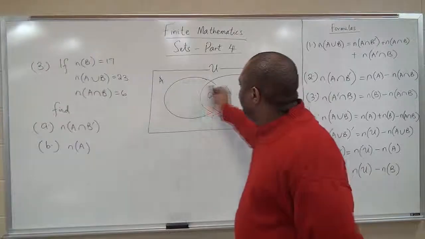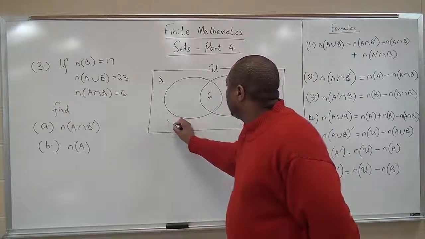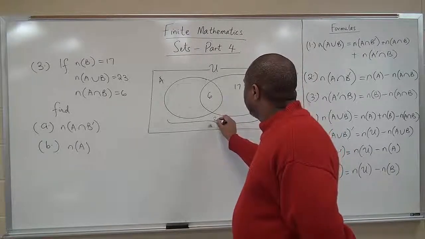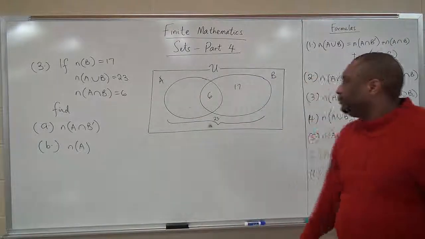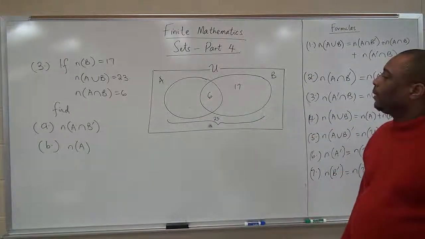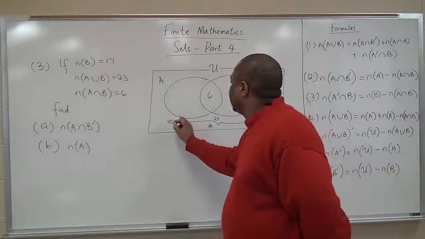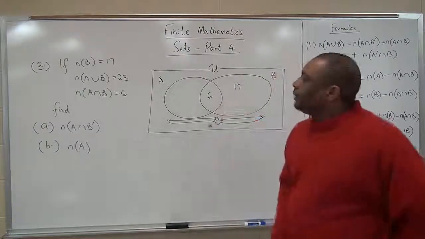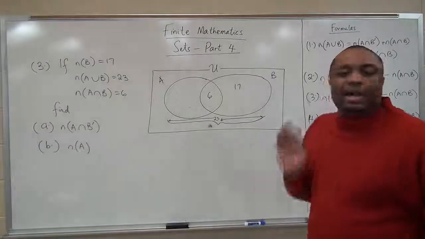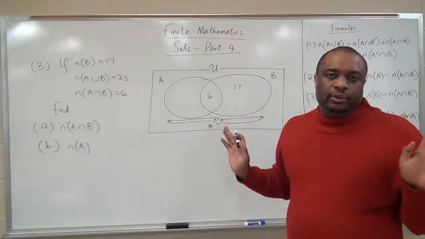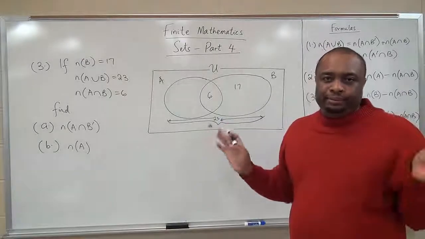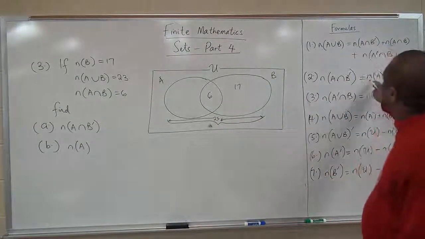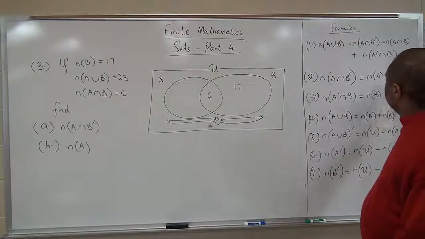Cardinality of A union B, everything here, is 23. Let me write it like this, that everything here is 23. Find A intersect B prime. Only A. Doesn't bother about B. No B. B prime, only A. So you can use the formula cardinality of A minus cardinality of A intersect B.